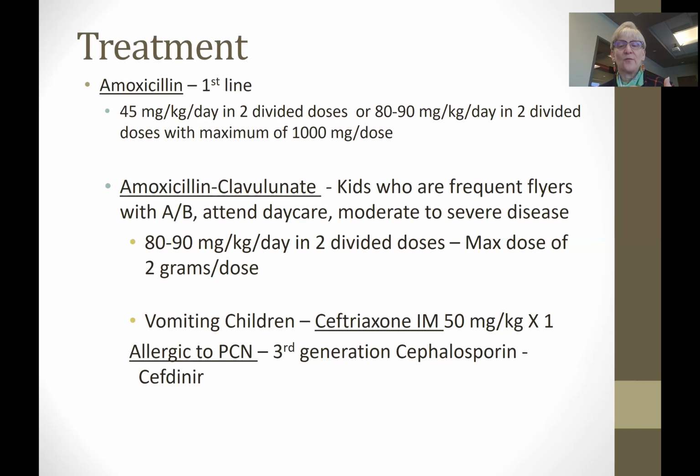Now, if you've got kids that are vomiting with this, you may want to give them Rocephin at 50 mg per kg for a one-time dose. And again, if our kids are allergic to penicillin, do not give them Keflex for sinusitis. If you also notice when I talked about the ears, I also didn't say a word about azithromycin for ears. Azithromycin is usually 99.9% not very effective for ears.